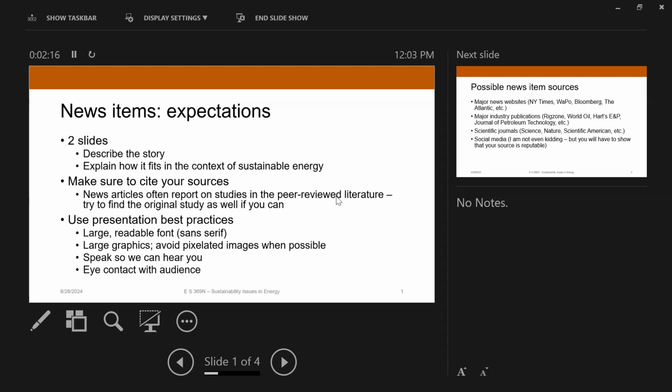Okay. So that's what I'm looking for. 2 slides, describe your story, cite your sources, explain how it fits within the context of sustainable energy. Question?